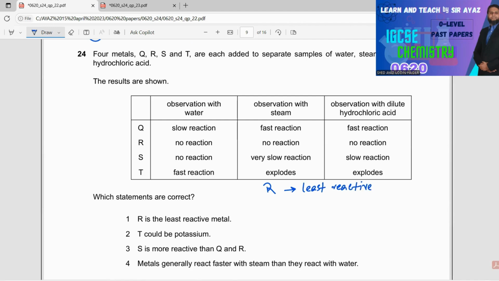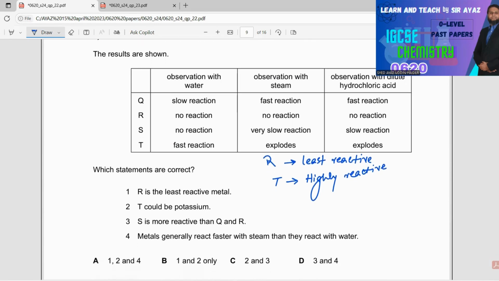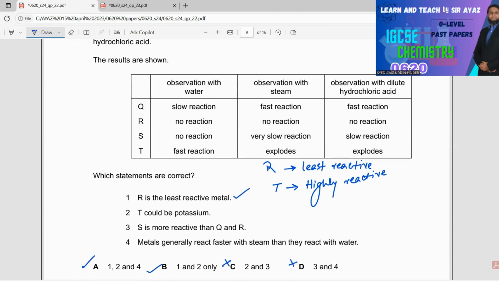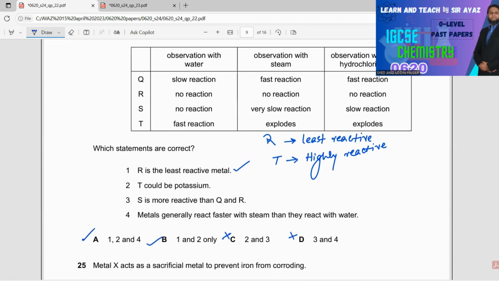And T is highly reactive. Now, which statements are correct? Let's see these statements. R is the least reactive. Yes, this statement is correct. So if one is correct, either A is correct or B is correct. Both C and D are incorrect. Statement number 2, T could be potassium. This is also correct because it's highly reactive. So it could be potassium.